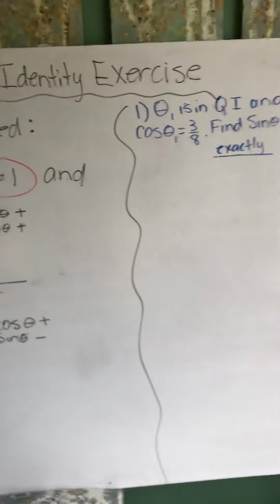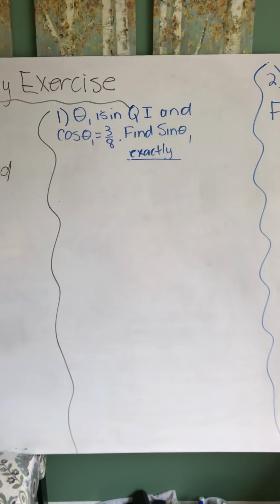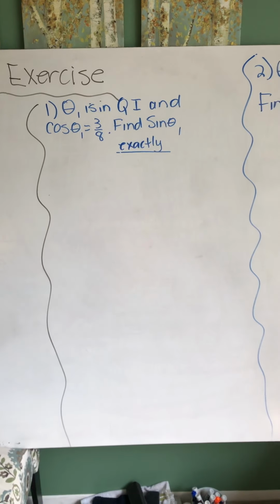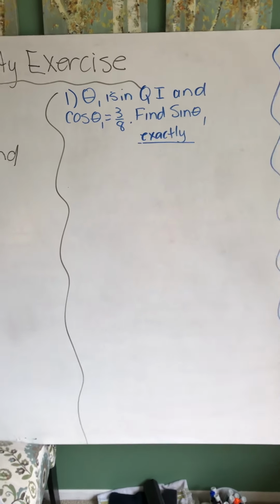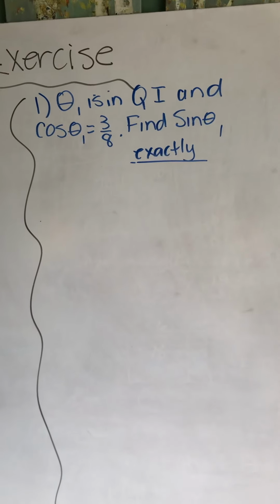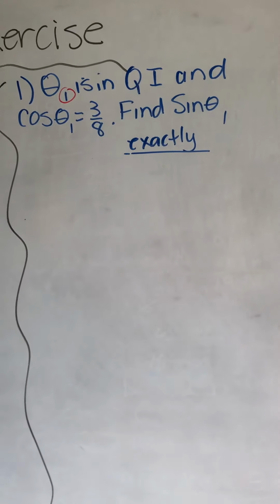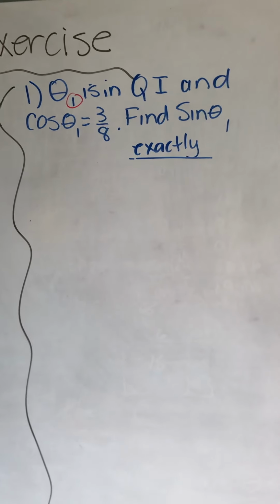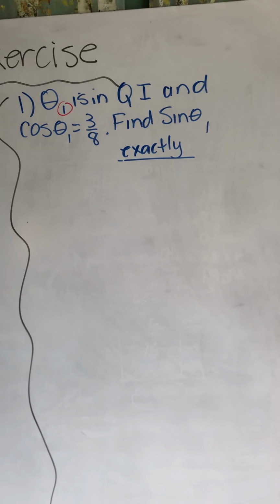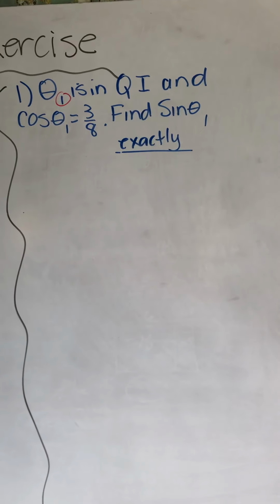So what we're going to do is 2 problems like from the Khan exercise, 1 and 2. The 2 things we'll need is first to get the value that they're asking us for, and then to determine if it's positive or negative. So here we go. Number 1, if your angle, that's called theta sub 1, that little 1 at the bottom doesn't have anything to do with math, it's just indicating a first angle. So theta sub 1 is in quadrant 1, and cosine of the angle is 3/8, and they want you to find sine of that angle exactly.